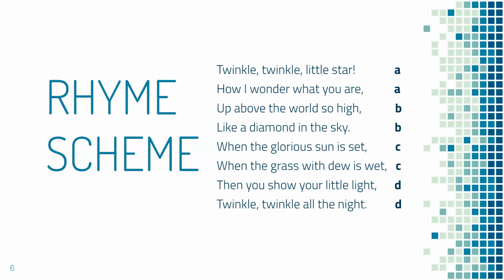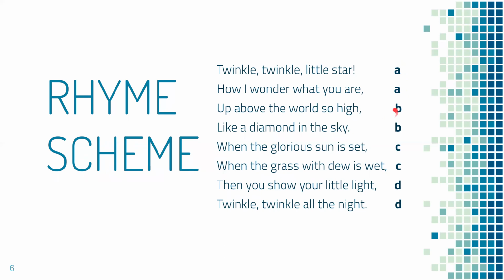Okay, so here we are going to look a little bit more into rhyme scheme. Twinkle, twinkle, little star, how I wonder what you are. If we see star and are rhyme, we have the AA pattern. Then up above the world so high, like a diamond in the sky.